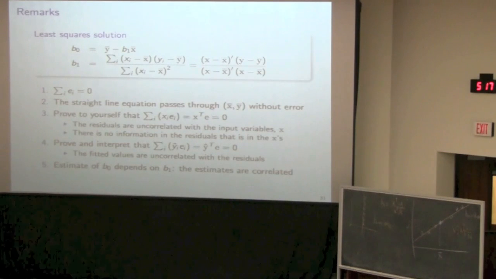And the last thing I want to point out is this fifth point over here: notice that if you want to calculate E0, you first need E1. So the estimates of E0 and E1 are correlated. You can't calculate one without the other. Any error that you have in E1 is propagated over into the calculation of E0.